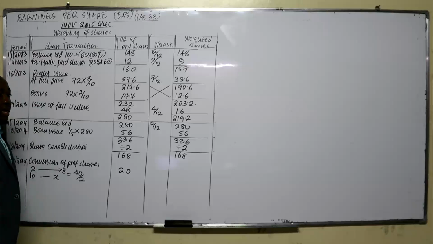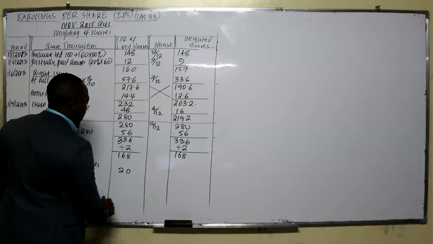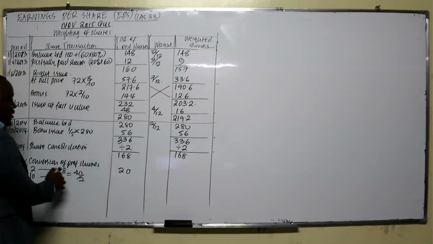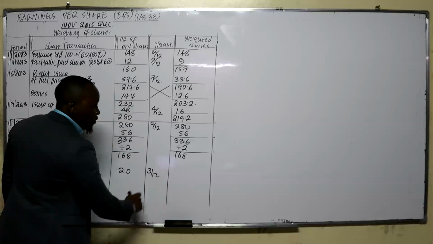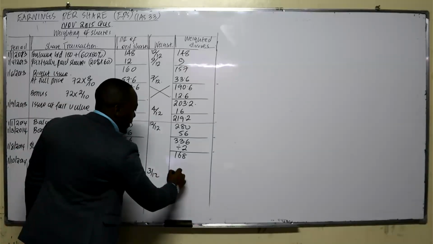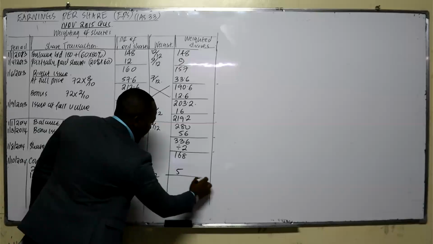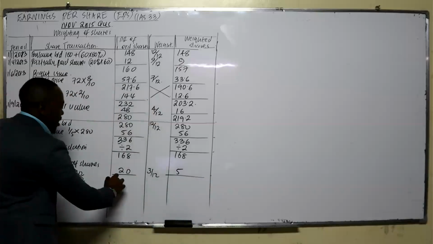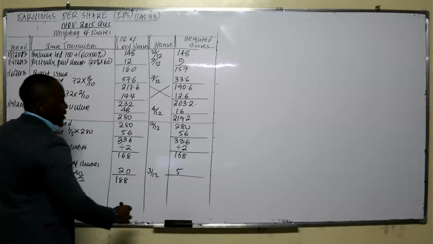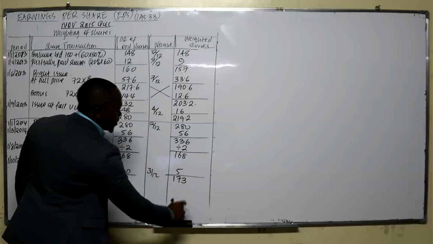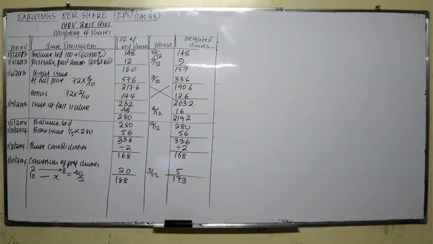How many months to the end of the year? 3, yeah, 3/12. That's 25%. You get 5. After every share transaction you sum up, we have 188. We have 170.